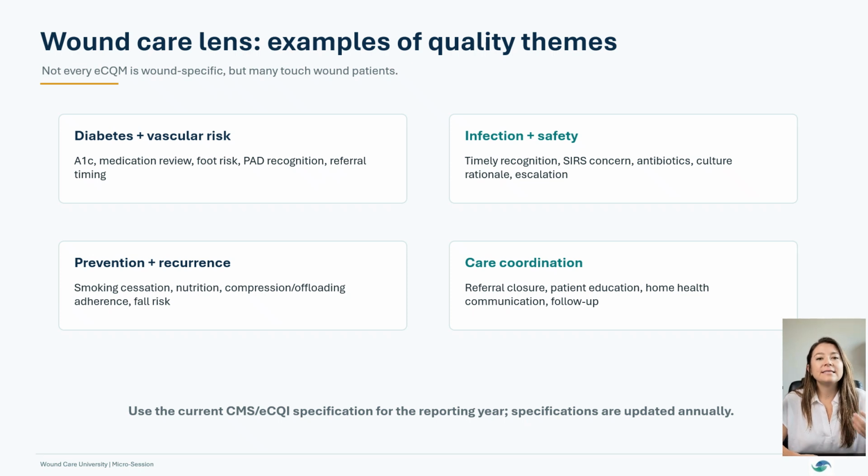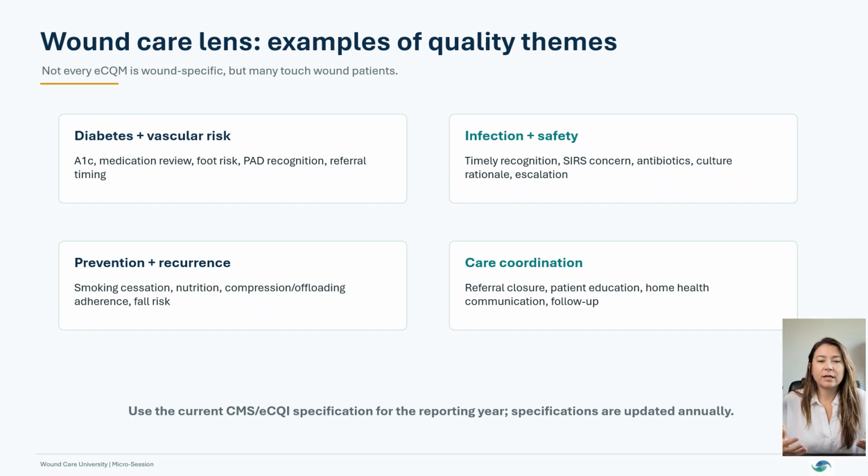Measures change, and CMS updates eCQM specifications annually. That means teams should always verify the current measure requirements for the applicable reporting or performance period. Even when a measure is not called a wound care measure, it may still affect wound patients. Diabetes measures are relevant because many patients have diabetic foot ulcers or delayed healing related to glycemic control. Vascular risk themes matter because perfusion is central to lower extremity healing.